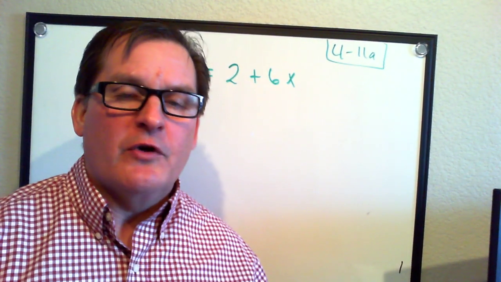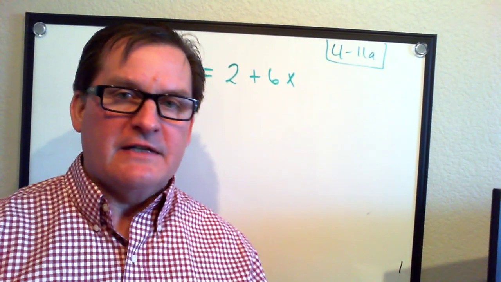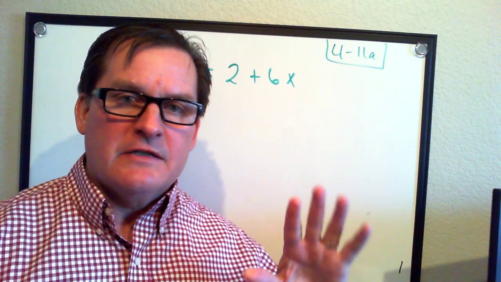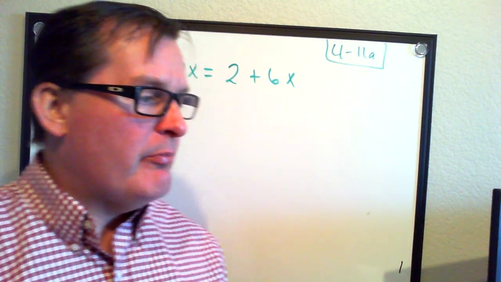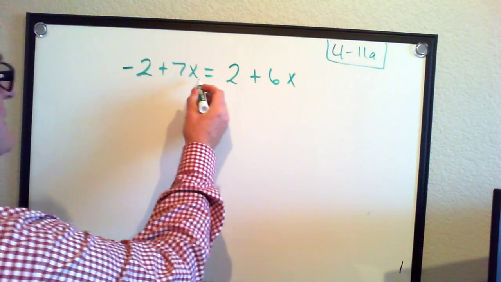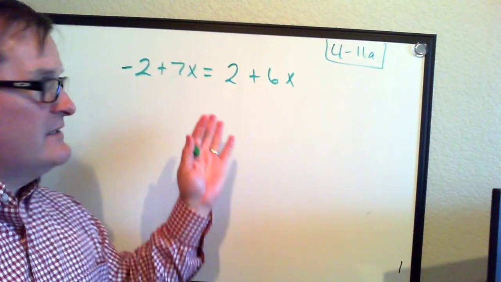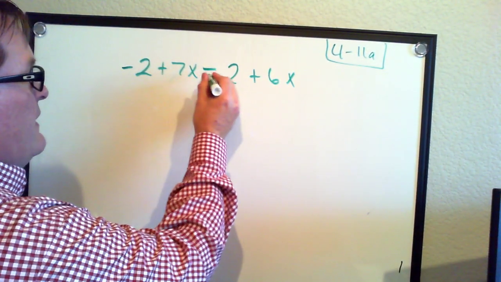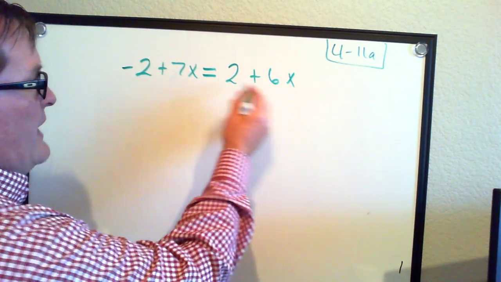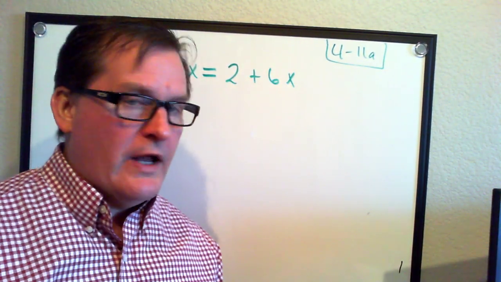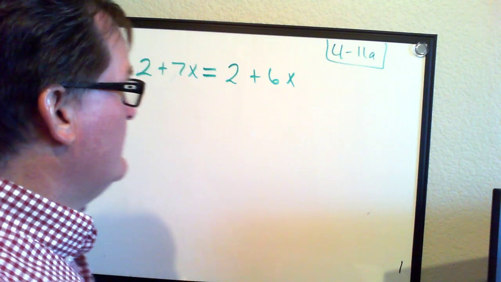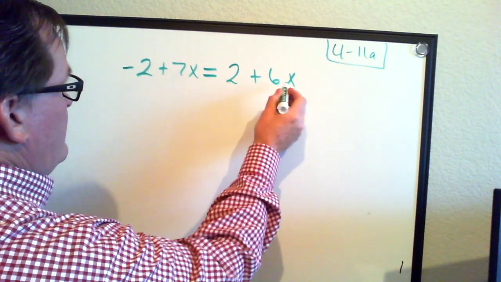I just want to model a few more examples from lesson 4-11a because a few people have been struggling with that. So maybe just modeling a couple more problems will help. Here's one: negative 2 plus 7x equals 2 plus 6x. Remember, in an equation, this represents a balance, so both sides have the same amount of whatever you're talking about. So the same amount of numbers equal.